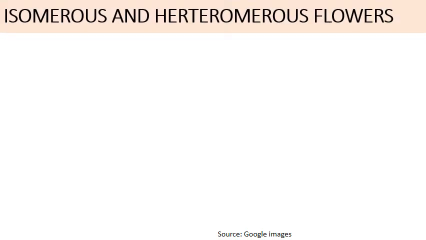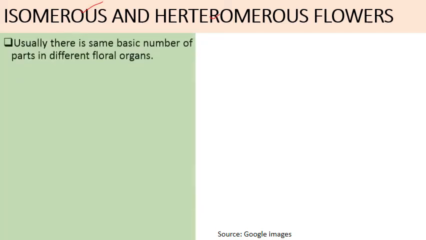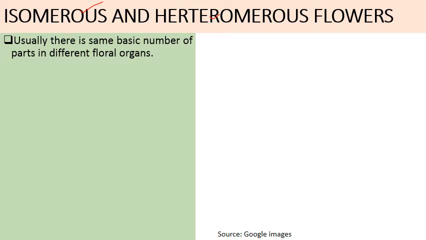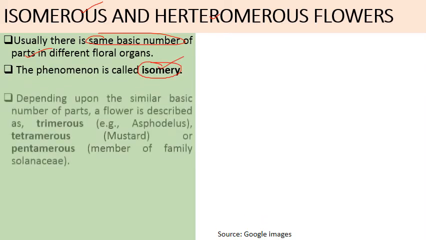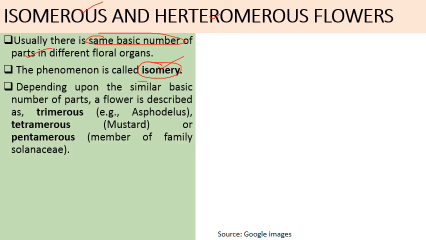Next come types of flowers on the basis of the number of floral parts. Flowers can be isomerous and heteromerous. If in the flower there is the same basic number of parts in different floral organs, for example the same number of petals, sepals, androecium and gynoecium, then that flower is known as an isomerous flower, and this phenomenon is known as isomery. So depending upon the similar basic number of parts, a flower can be described as trimerous.